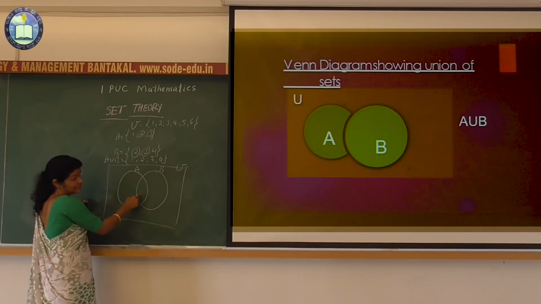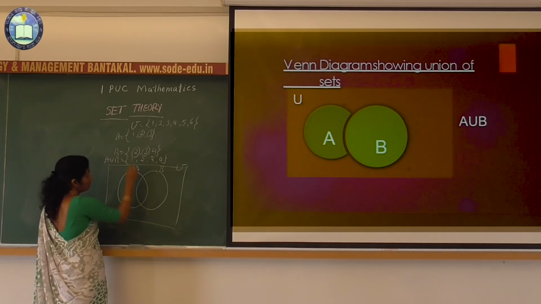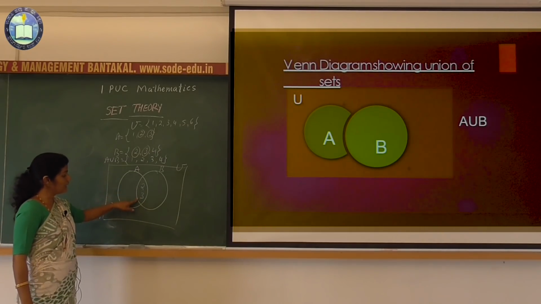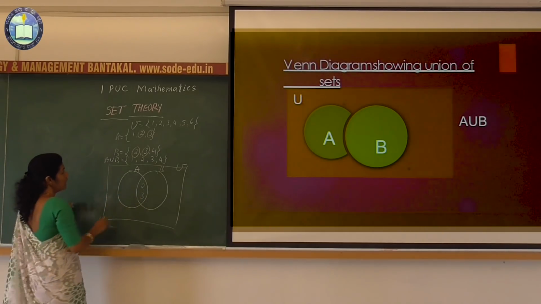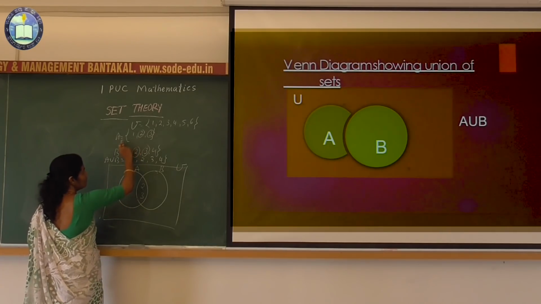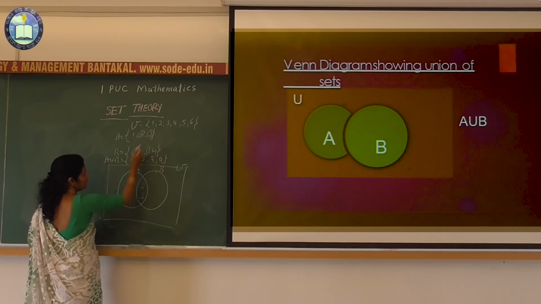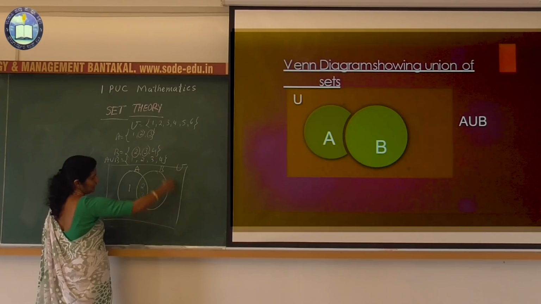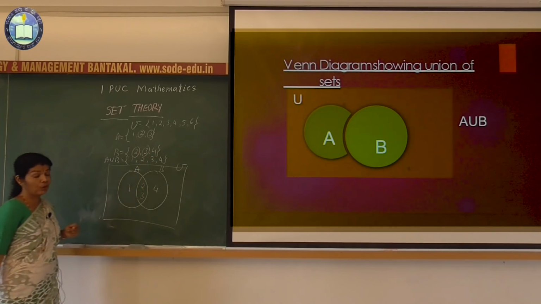First fill up the intersection part which is common to both, that is 2 and 3. Fill up the common entries 2 and 3. Now listen to me. From A you have written 2 already, written 3 already. What is remaining? 1. For the set B, see this full circle indicates B. 2 is there, 3 is there, the remaining entry is 4.